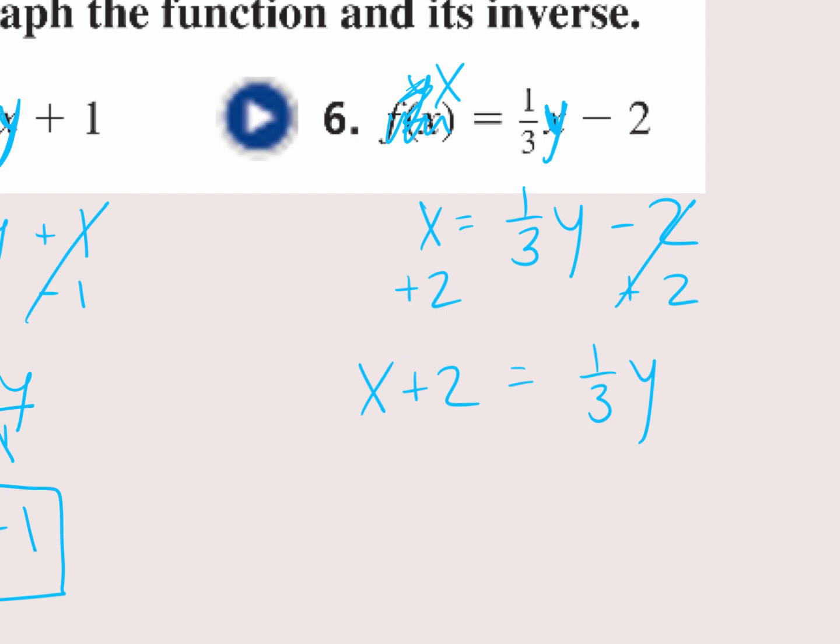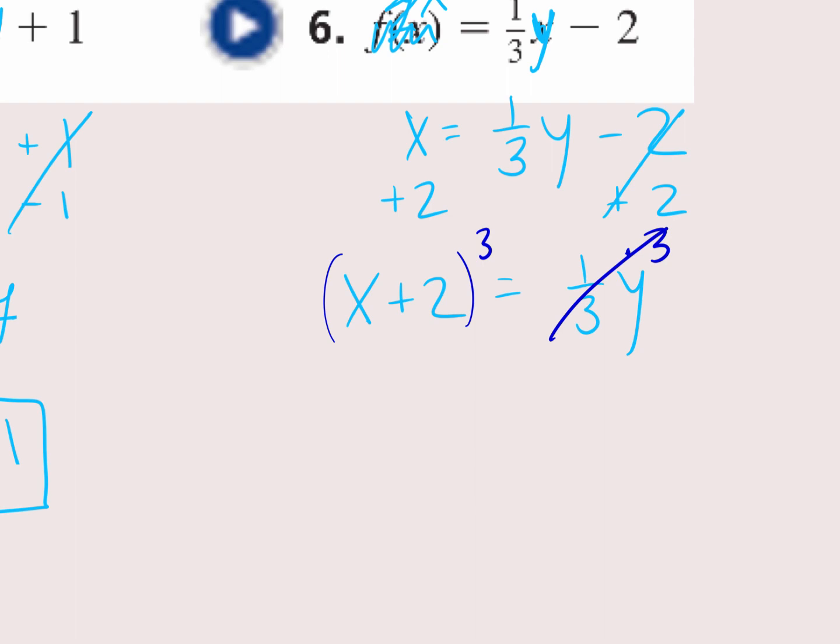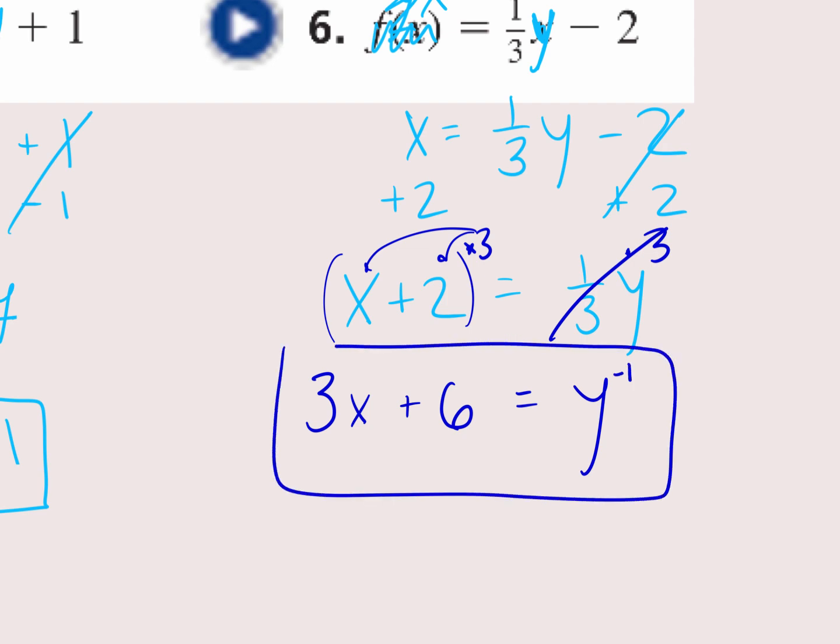Awesome. I'm going to multiply both sides by 3 to cancel out with that 1/3. So it cancels with the 1/3. How would I multiply the left side by 3? What do I have to do? I got to distribute. I got to multiply both things by 3. So it's not the power of 3, it's just being multiplied by 3. So this would be 3x plus 6 is equal to y. What would I do next? Put the -1 on the y, just to name our inverse.